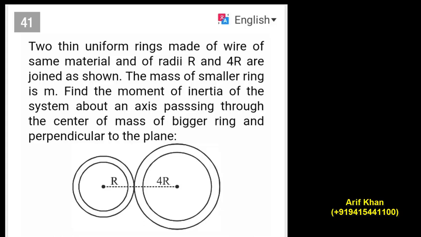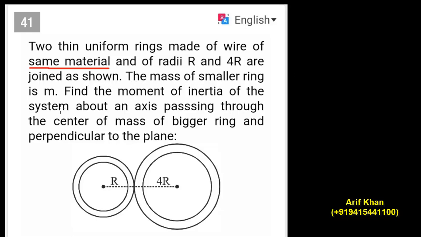Two thin uniform rings made of wire of the same material, with radii r and 4r, are joined as shown.